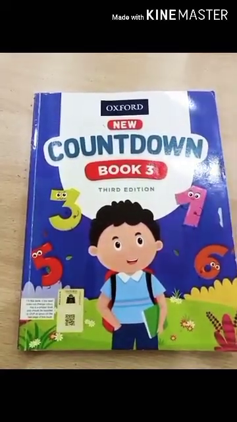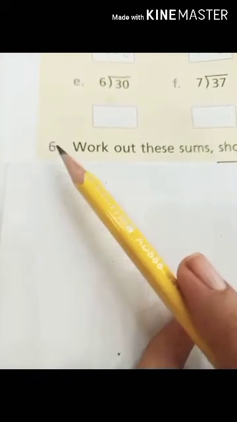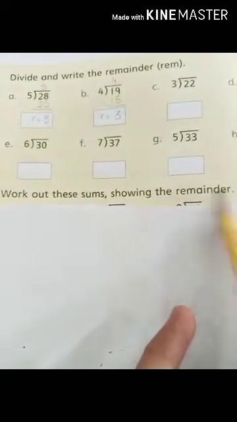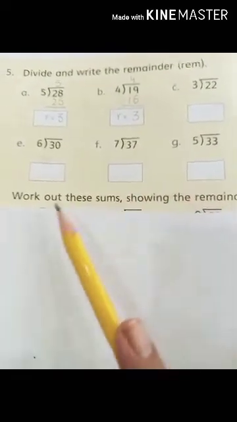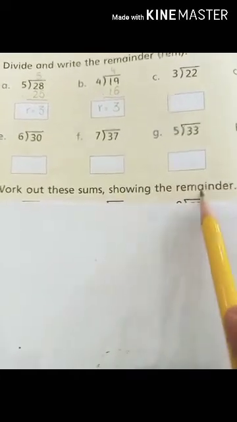Open your Countdown. Students, as we are doing the exercise of chapter number 2, Number Operations, now open your page number 94. Today we are going to solve question number 6 of the exercise. Work out these sums showing the remainder. So students, today we are going to solve the sums and you will show the remainder.